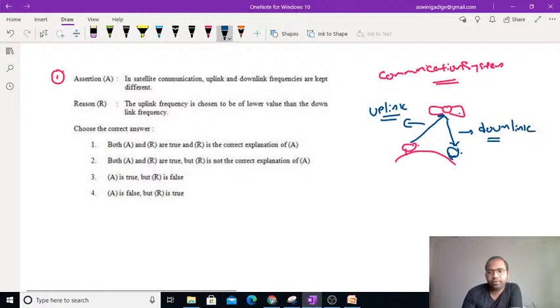So coming to the uplink, it has to overcome the gravitational force, cross the different spheres and enter into the space. So that's why more amount of penetration must be there towards the upward direction. Then the frequency of the signal must be high, greater than the downlink frequency.